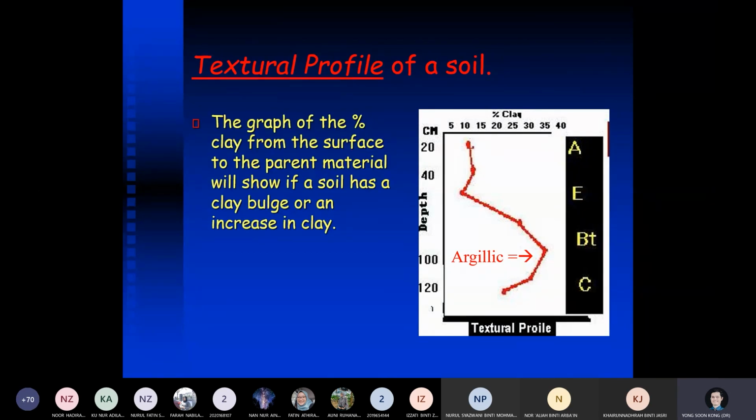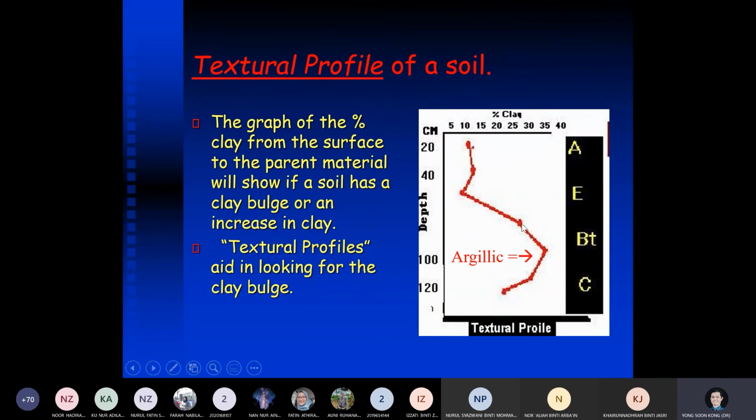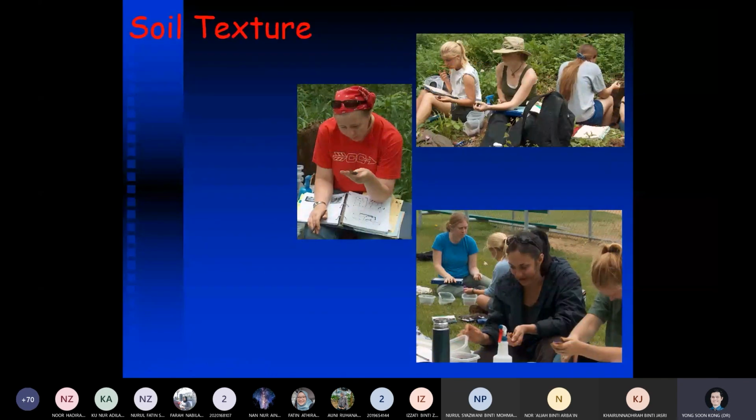So you probably won't be doing this because we don't have field trips. Usually if field trips are allowed, I will ask students to dig a pit and evaluate the soil profile. So okay, you just learn from here.